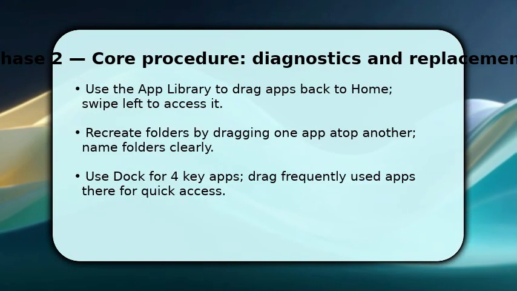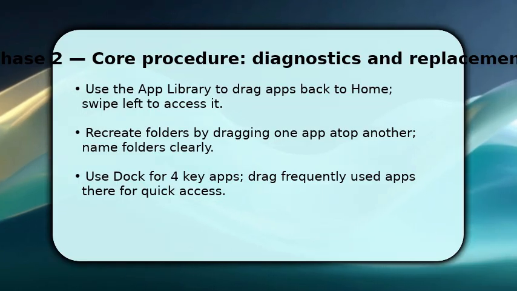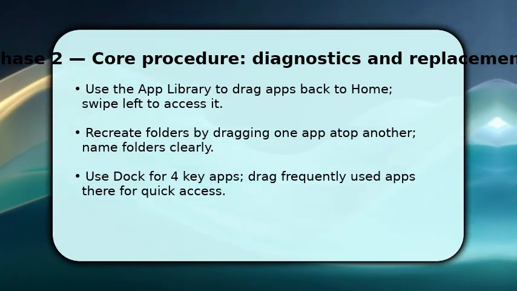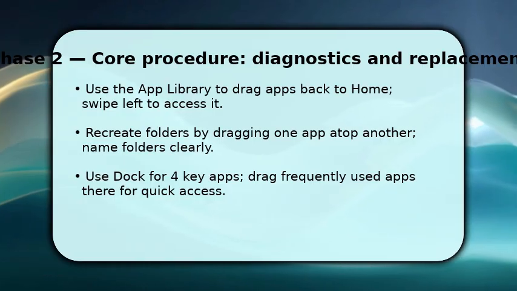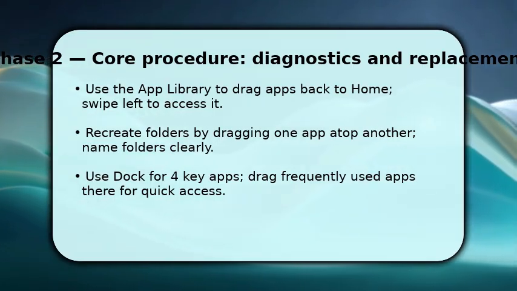Once icons wiggle, use the app library to recover missing apps by swiping leftmost. Tap and drag any app back onto a home page. If your icons are scattered, recreate folders by dragging one app onto another. Name the folder so you can find things quickly.